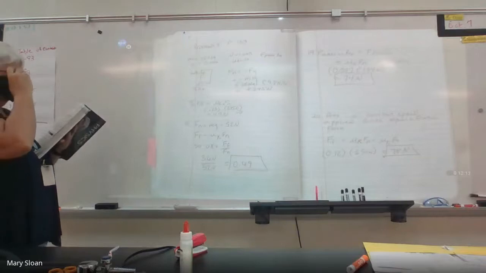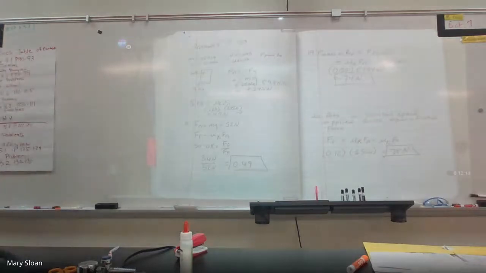Okay, here we go. You pushed a 25-kilogram wooden box across the wooden floor at a constant speed of 1.0 meters per second. The coefficient of kinetic friction is 0.20. How large is the force on the box that is exerted on it? So here we are.